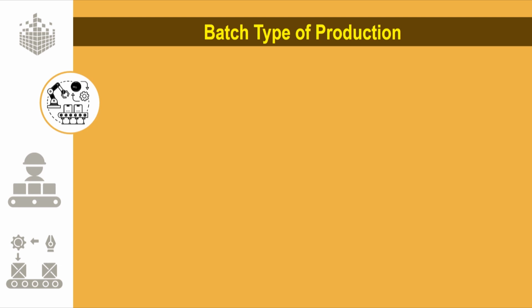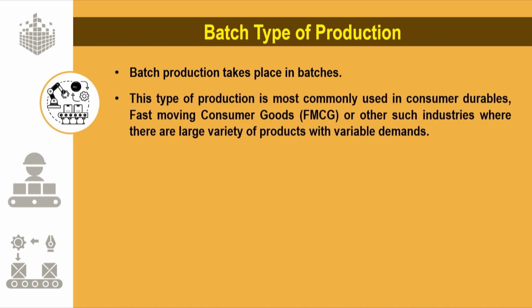The second type is the batch type of production. As the name suggests, batch production takes place in batches. This type of production is most commonly used in consumer durables, fast moving consumer goods known as FMCG, or other such industries where there are large varieties of products with variable demands. Examples of batch production include FMCG like biscuits, confectionaries, packaged food items, etc.